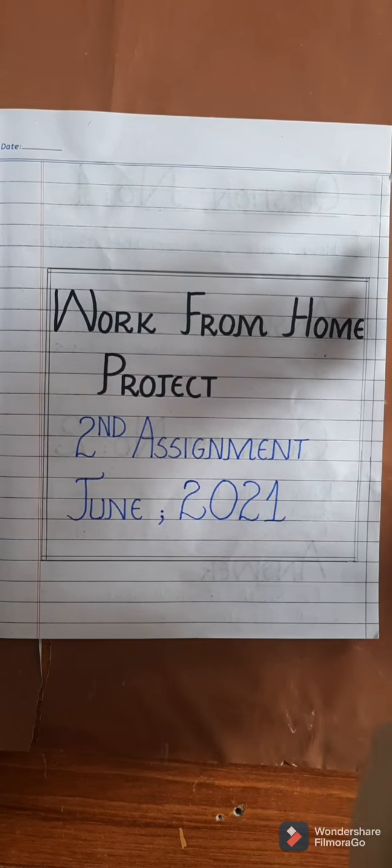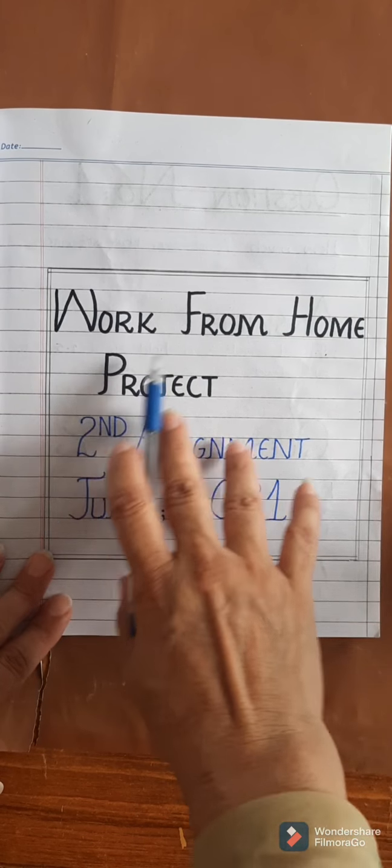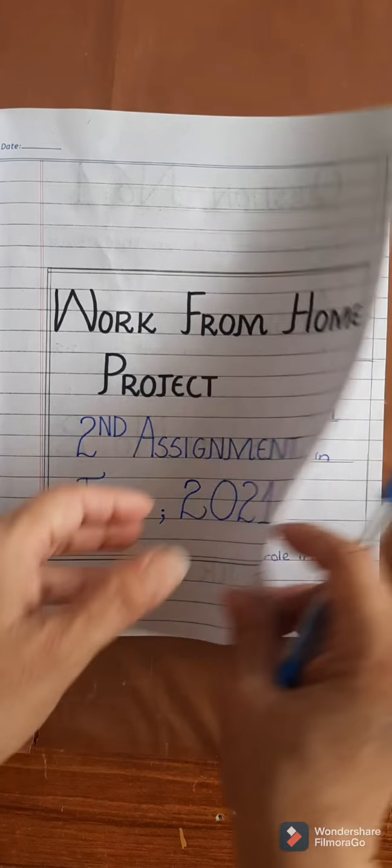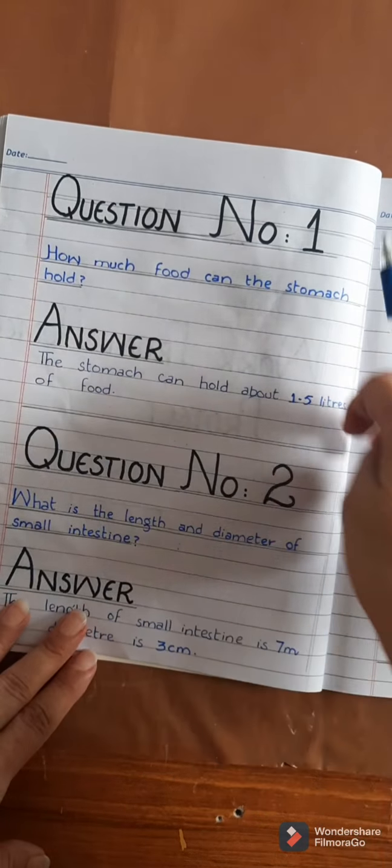First, write the date and your margin line. Then you have to prepare your page like this: work from home project second assignment June 2021. Then again the date and the margin line.